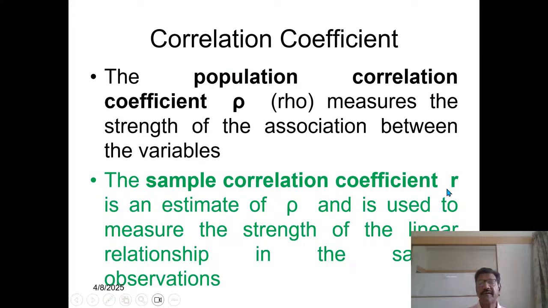It is represented by small r, an estimate of rho, and used to measure the strength of the linear relationship between the sample observations. If the data set consists of thousands of data points, out of those you can use 100 or 500 like that. Then you can do the same thing, but it is called the sample correlation coefficient. The population correlation coefficient is represented by rho. The sample correlation coefficient is represented by r.